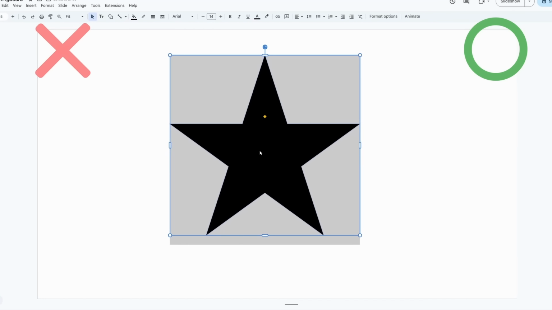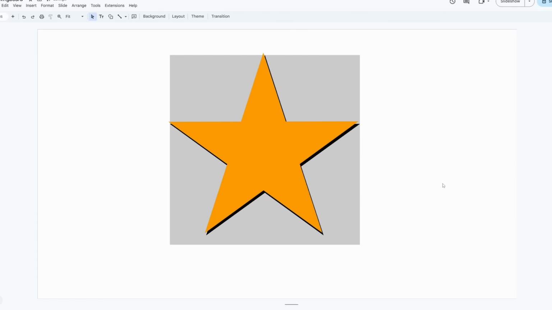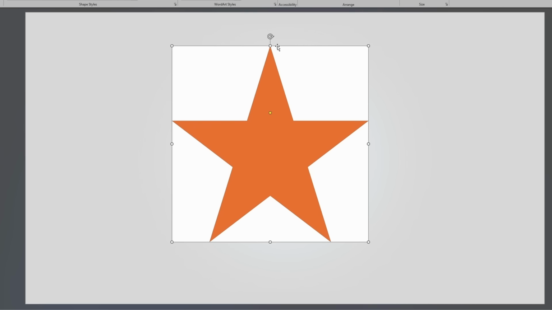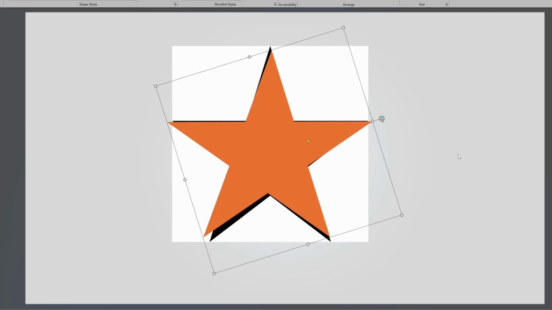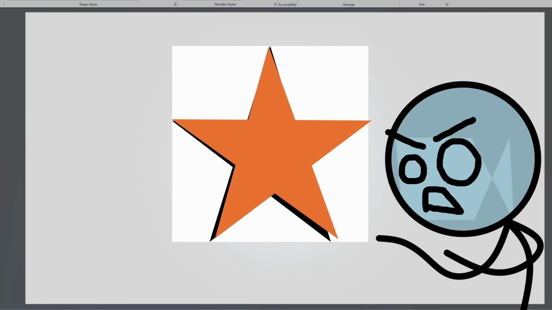You can see how cursed it is when you rotate the star. First, this is how a star should look when we rotate it. When we overlap the rotated star with the original star, it should perfectly line up. Conversely, on PowerPoint, rotate once. What? Rotate again. What? What is this? Look how deformed it is.